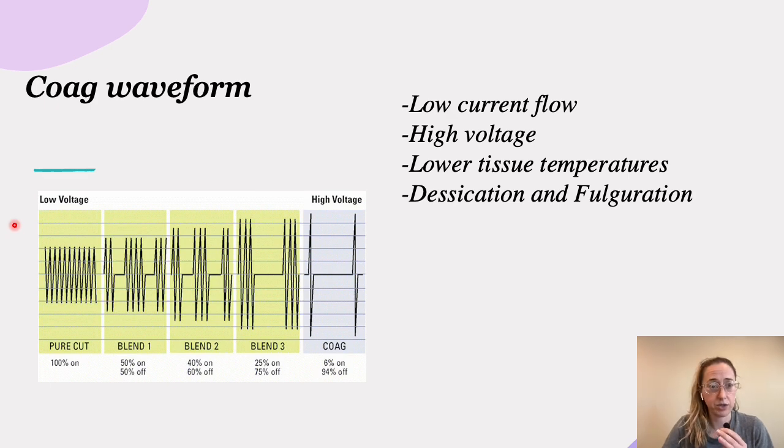This is in contrast to the coag waveform, which is over here. This is only on 6% of the time. It's an interrupted waveform. Has very high voltage, as you can see, lower tissue temperatures, and is more associated with desiccation and fulguration. Although the cut waveform can also desiccate, and we'll talk about that.